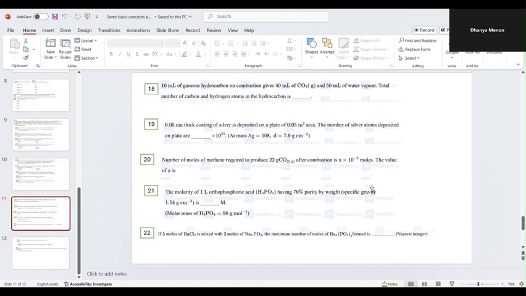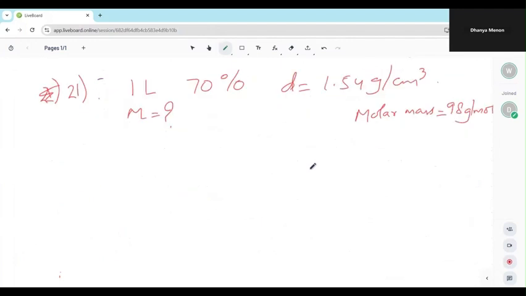Now in this, the volume is given to you, 1 liter. You need to find the molarity, and the molar mass is given. Molar mass is 98 grams per mole. So this is the information that's given. I've already written down the information: 70% purity, specific gravity is nothing but density, and the molar mass is given.